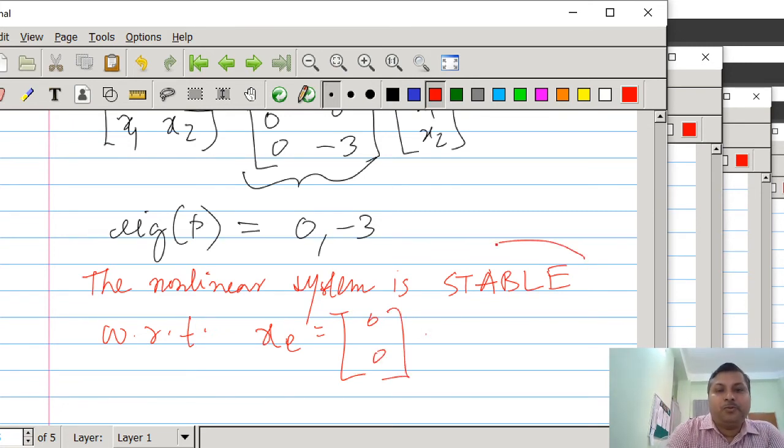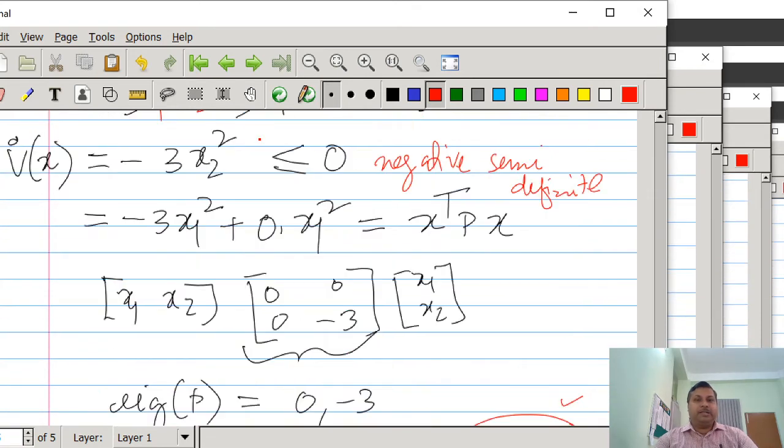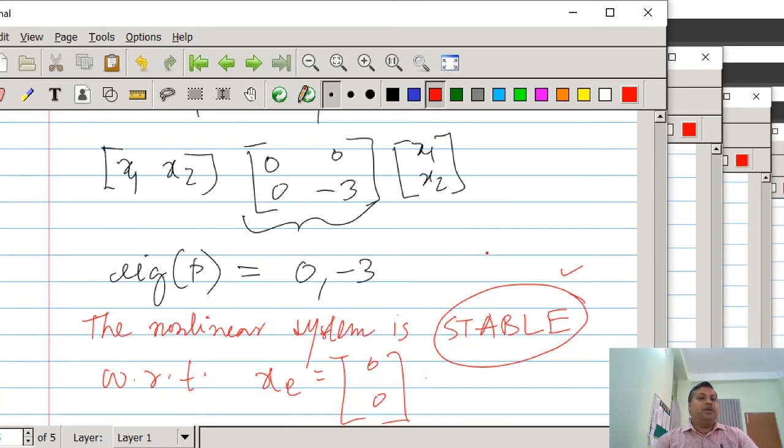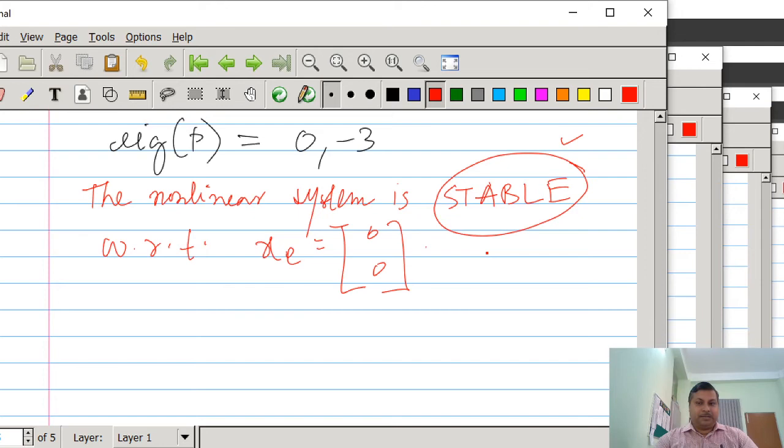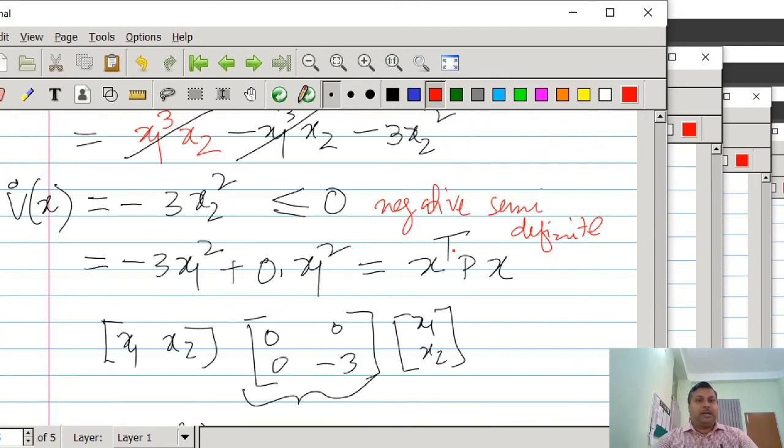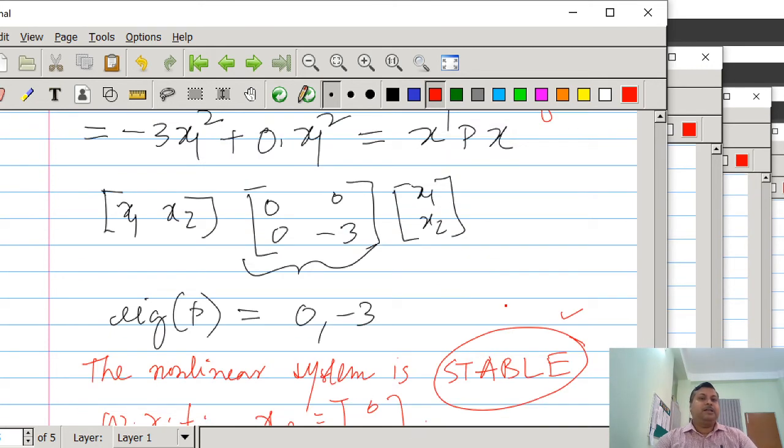Okay, so we can say it is stable according to the theorem. But if we are able to show that it is strictly less than 0, then we can say that it is asymptotically stable. And if we are able to show that V dot of x is equal to some minus constant times V of x, then we will say that it is exponentially stable.